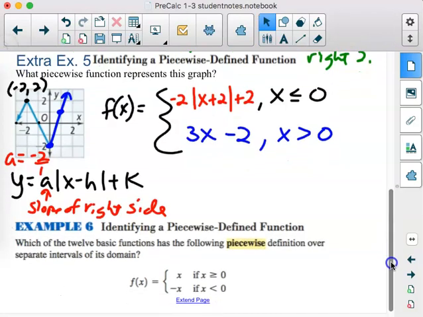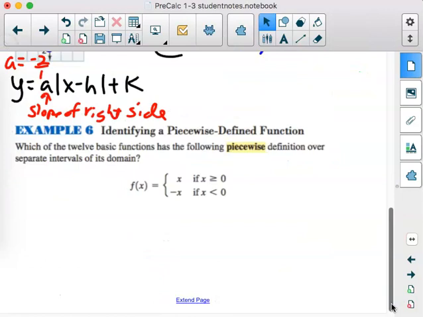So now this one says, and I really like this one, this is one of the 12 basic functions. We just wrote it as a piecewise. Which one would it be? So it says identifying a piecewise defined function, which of the 12 basic functions has that for its piecewise? So if x is greater than or equal to 0, and you put in x, you just get exactly x right back. But if x is less than 0, you put a number in and you get the opposite back. Anybody think of it right away?